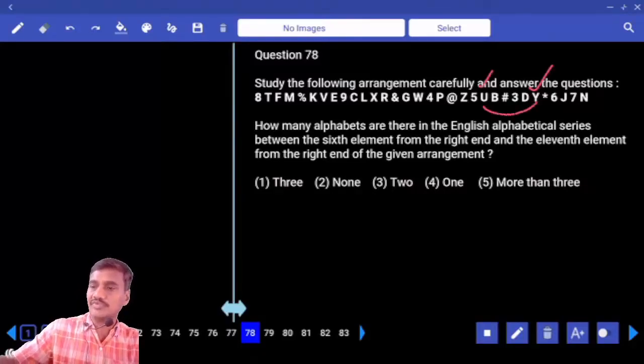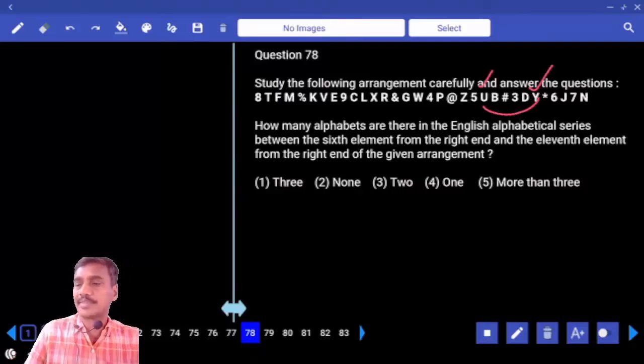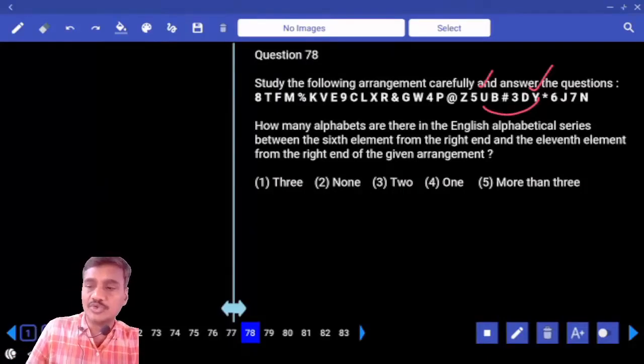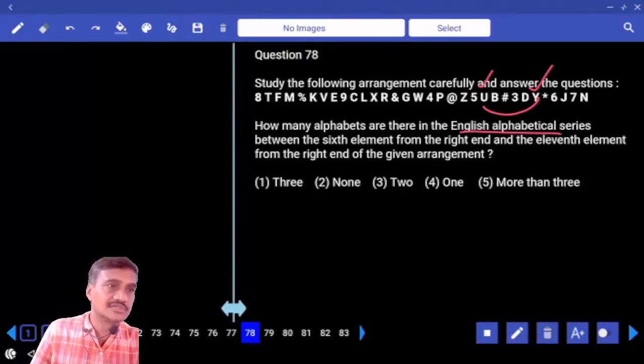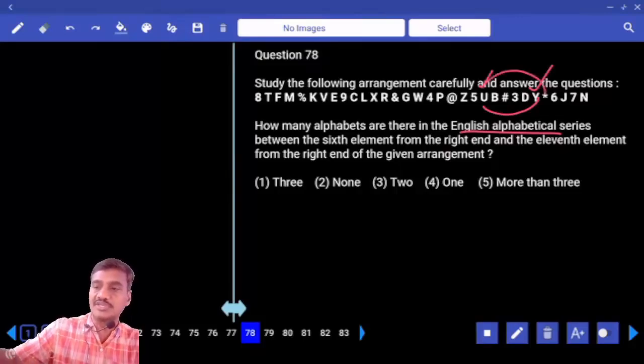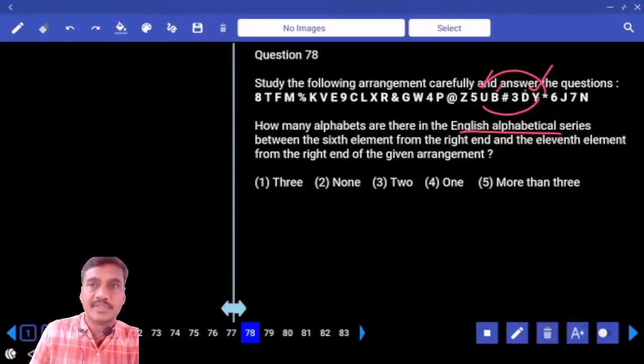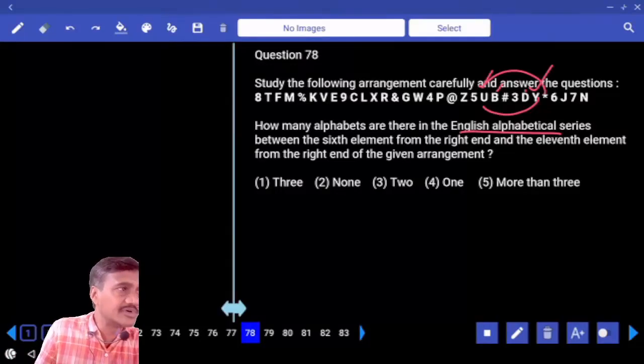Now between U and Y, how many letters are there? In the English alphabet, V, W and X are the three letters. In the given sequence, between U and Y there are two letters, B and D. Now the question is, in the above sequence, how many letters are there in between? 2 is the answer. B and D are the two letters we have.